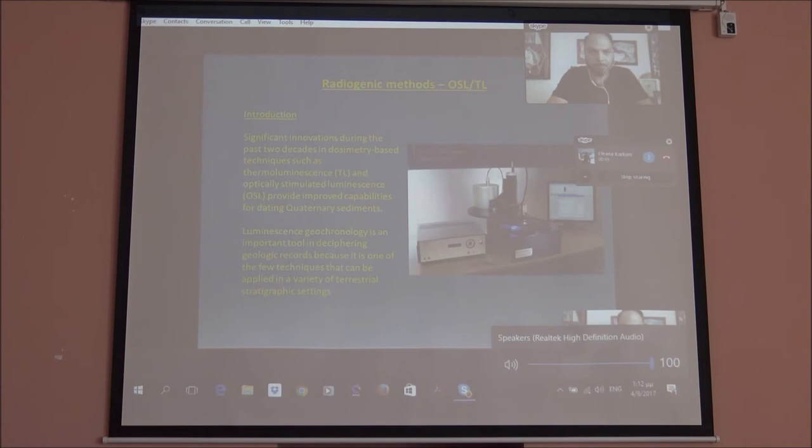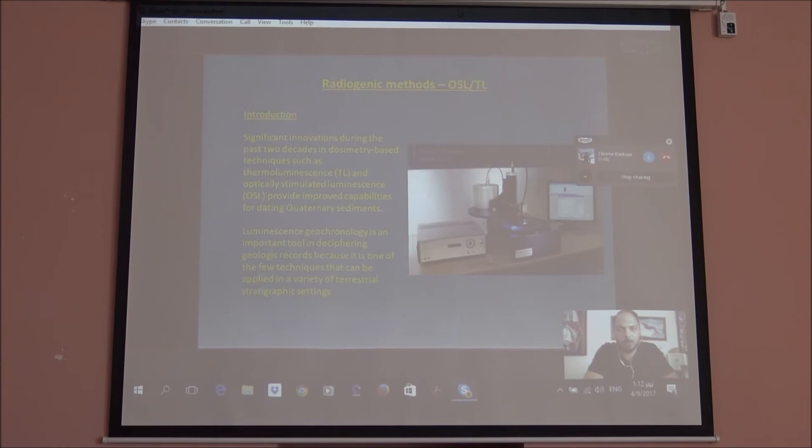So, we are ready to continue with the next and last method, which is the radiogenic method, OSL/TL. OSL stands for optically stimulated luminescence and TL for thermoluminescence. So we have significant innovations during the past few decades in dosimetry-based techniques such as thermoluminescence and optically stimulated luminescence, improved capabilities for dating Quaternary sediments.